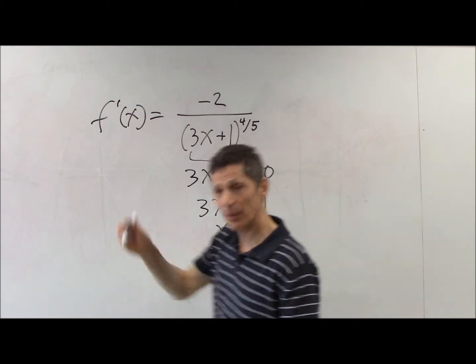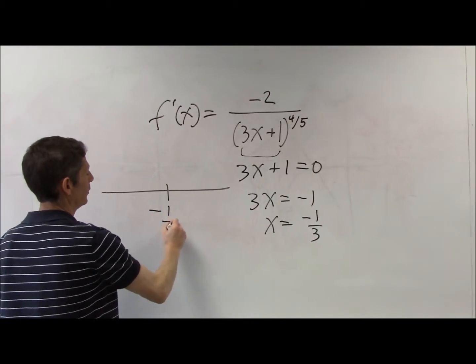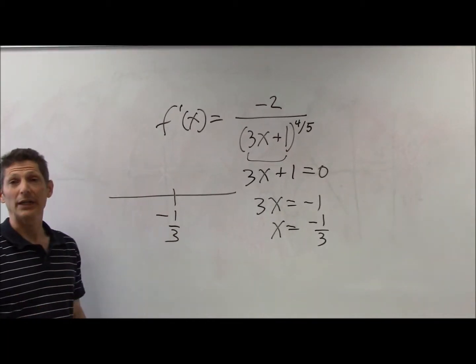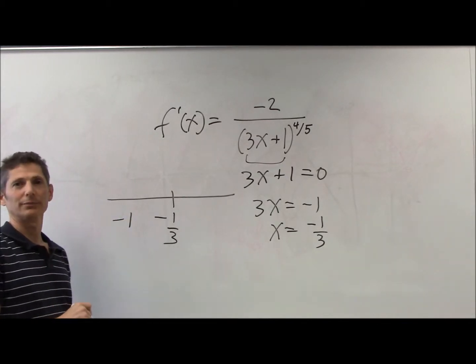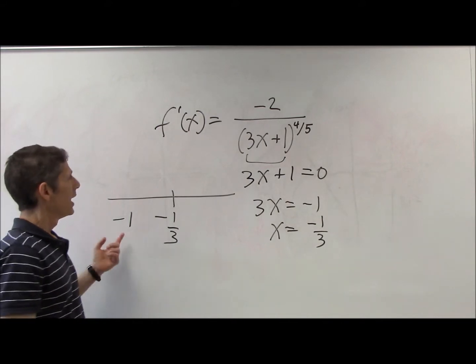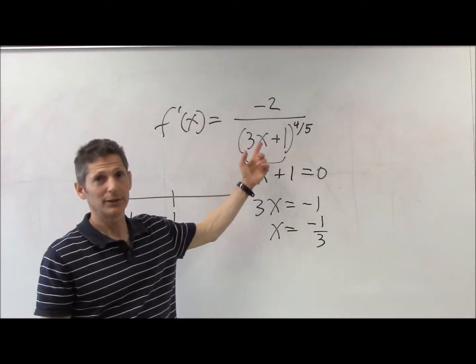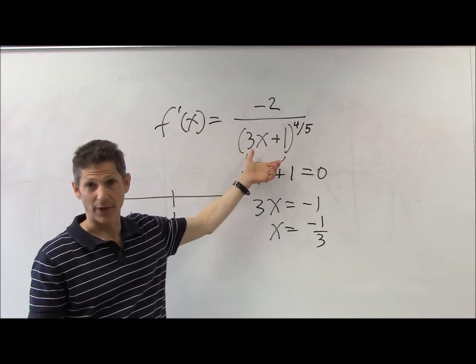So I'm going to make a little picture right here, as I always do. -1/3. Now I'm going to pick a point on each side. I'll pick -1. Is that working for you? That's smaller than -1/3. In fact, it is working. I'm going to put -1 in here. So that's -3 plus 1. Well, that's a negative value.